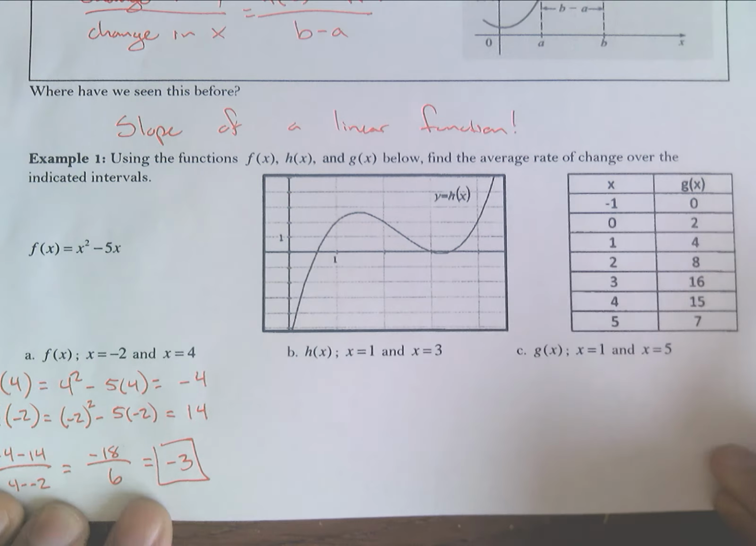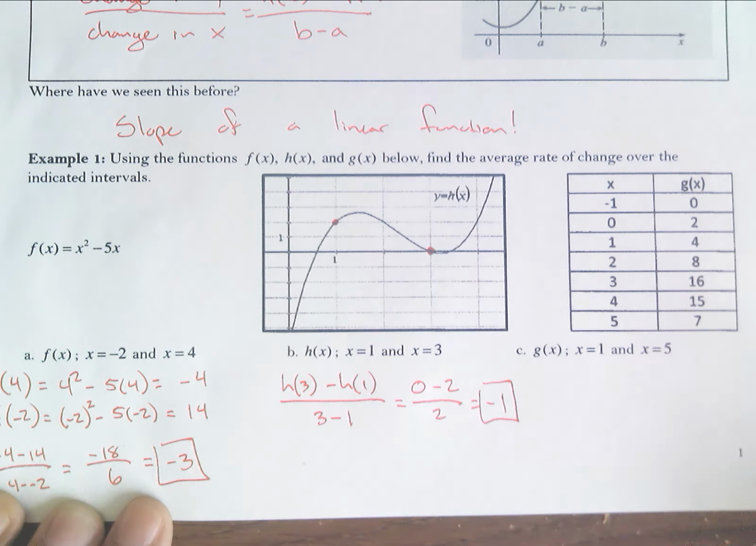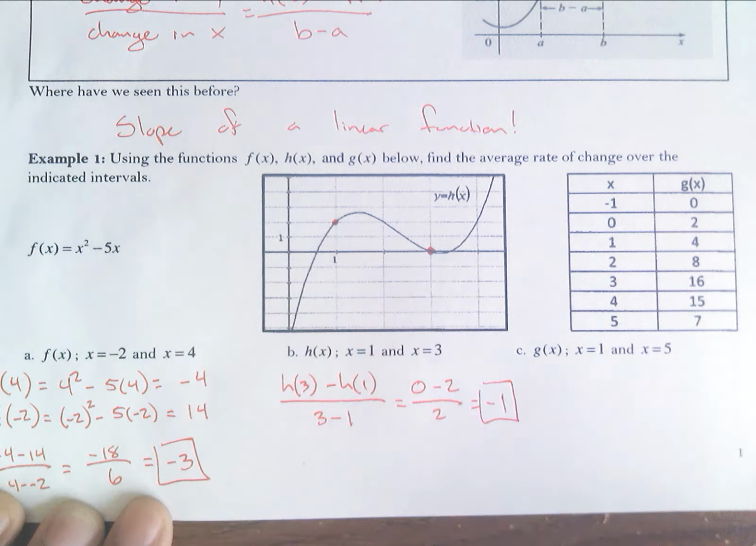And then 3 minus 1, well, that's 2. 0 minus 2 is negative 2. And we know negative 2 over 2 is negative 1. So the average rate of change in h from 1 to 3 is negative 1.